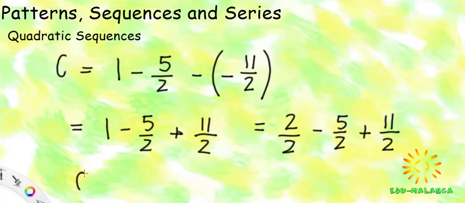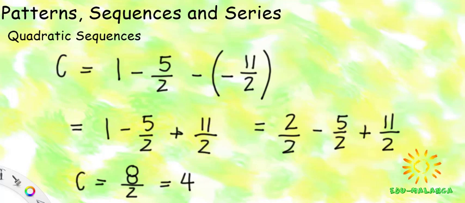So then our c is going to equal 2 minus 5, that's equal to negative 3, plus 11. Negative 3 plus 11 is equal to 8. So that's 8 over 2. 8 over 2, well, that's equal to 4. And we've now solved step 3.